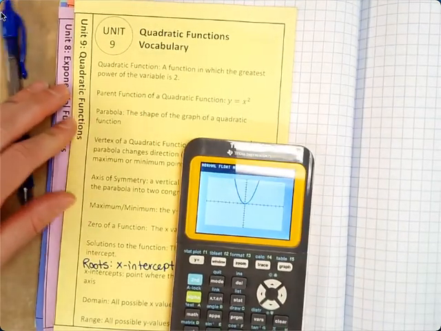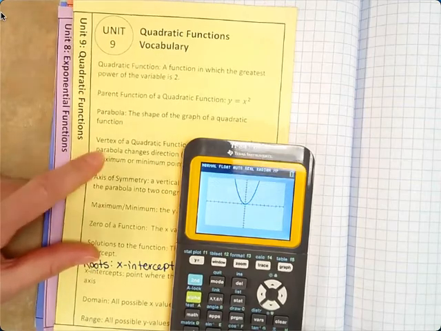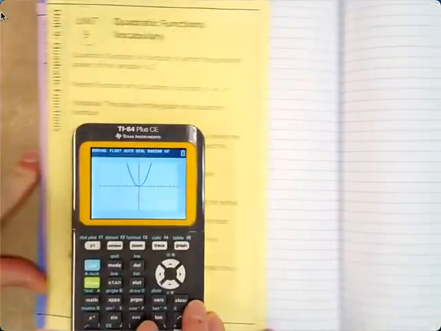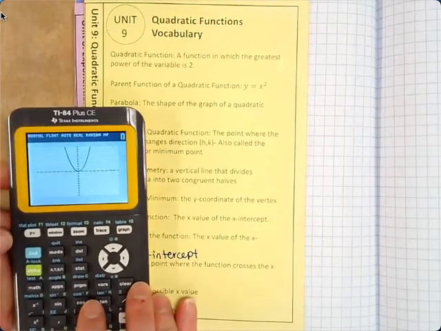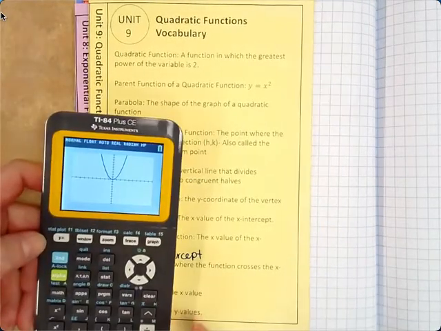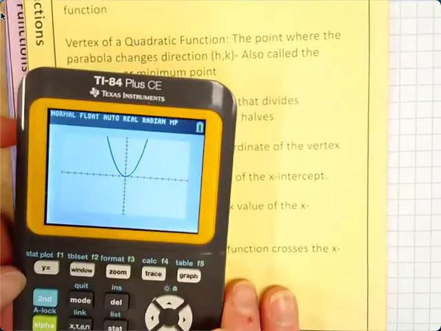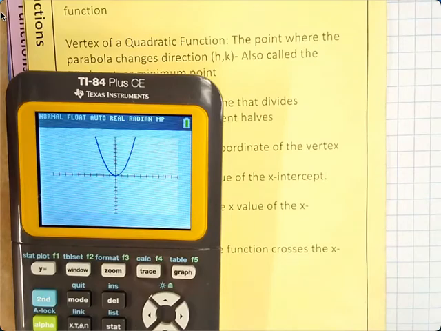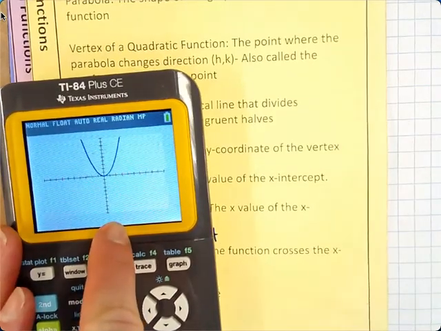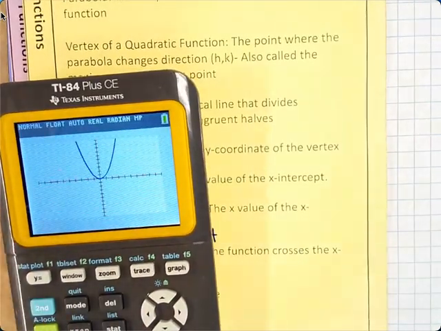Where do you think the vertex would be? If you look at the definition, you look at our graph. 0, 0 is your vertex. Yep. Axis of symmetry, that's the line that cuts it into 2 equal halves. Where would that be? The y-intercept, exactly. This cuts it directly in half. Makes it where it's the same on both sides.